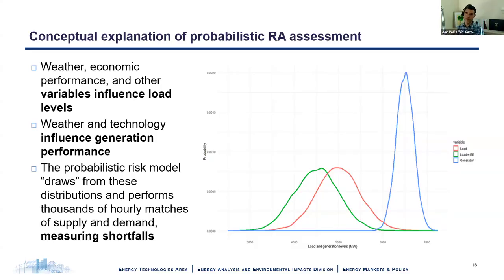And you can see that there are really two ways to reduce that area. Either I shift my blue curve to the right by making my generation more predictable, perhaps, or just adding more generation altogether, or I shift my red curve to the left by adding energy efficiency, demand response, and other types of resources that do have the ability to shrink the load in the right times, making that area smaller.